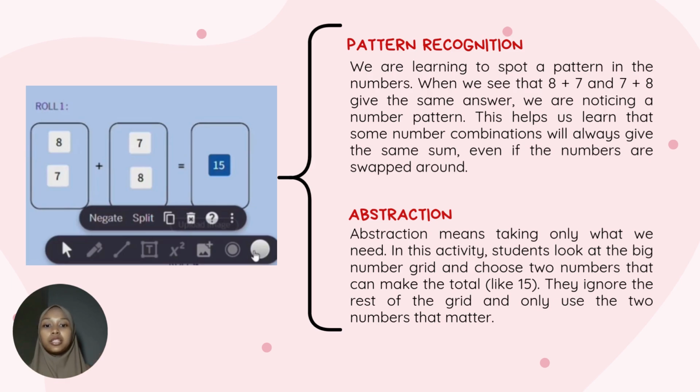For abstraction, abstraction means taking only what we need. By doing this activity, students look at the big number grid and choose two numbers that can make the total, for example 15. They will ignore the rest of the grid and only use the two numbers that matter, and drag them into the grid. They will ignore all the other things there and just focus on the two numbers and put them in the right box.